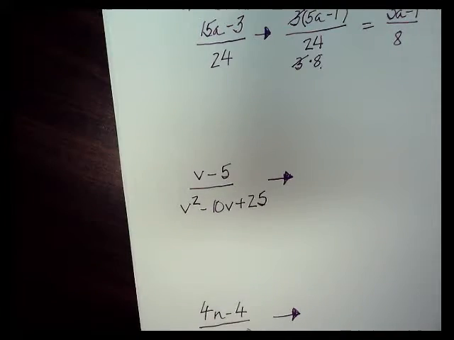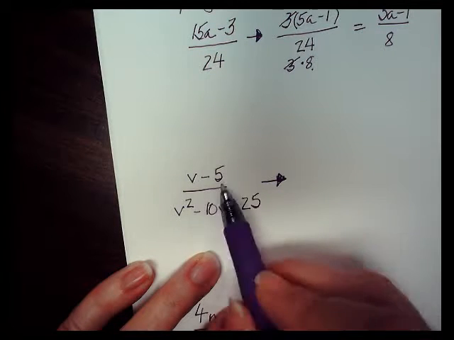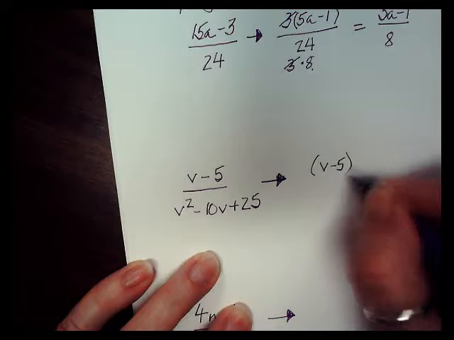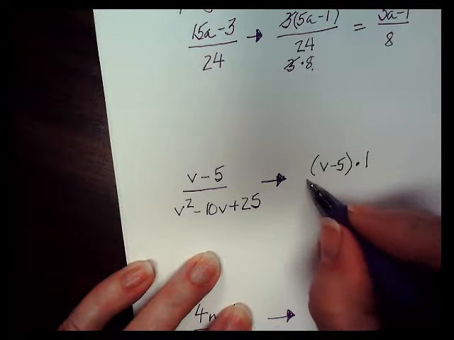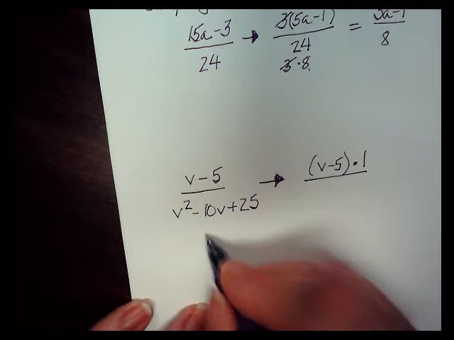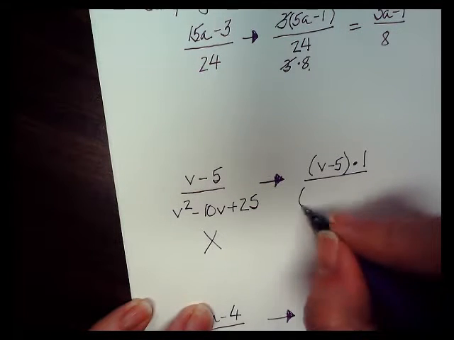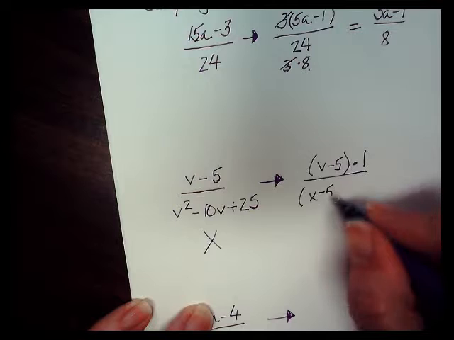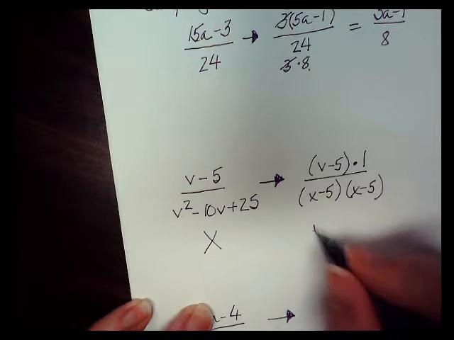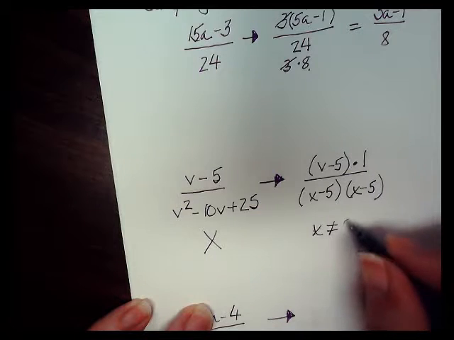Next one, factored form first, so the only thing I can do to that, take it times 1, which you're going to want to put parentheses around it. Parentheses mean don't move them, don't separate them at all. This one, you'll do this process here and you'll get x minus 5 times x minus 5. Your exclusions, x cannot equal 5.